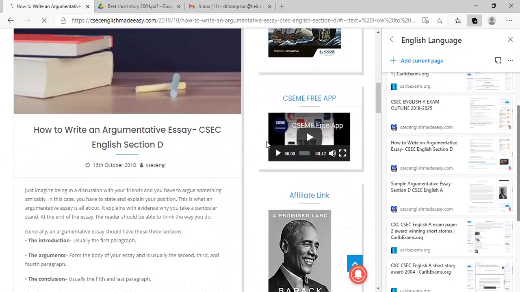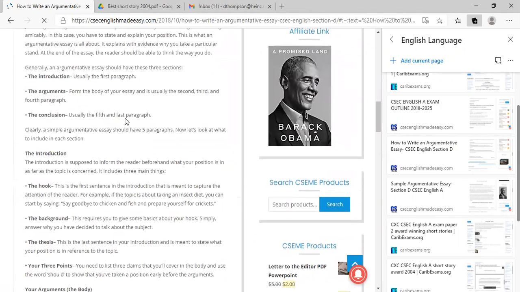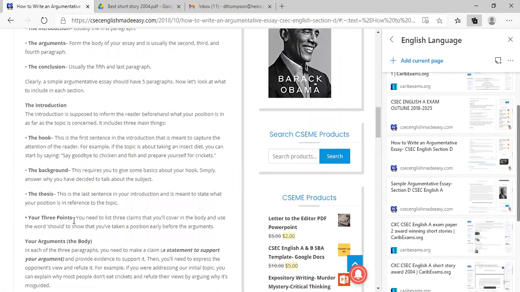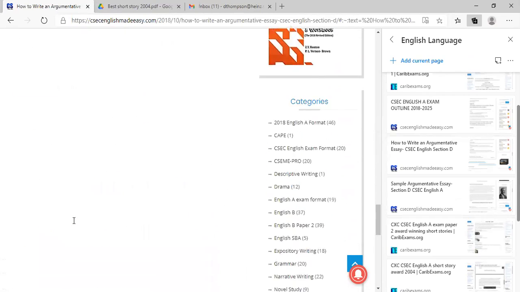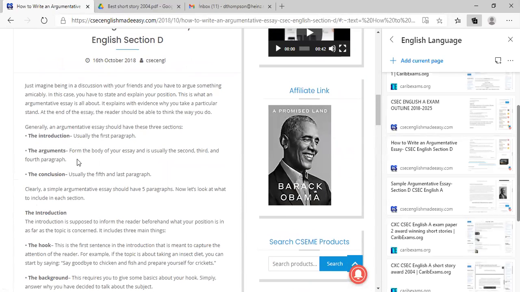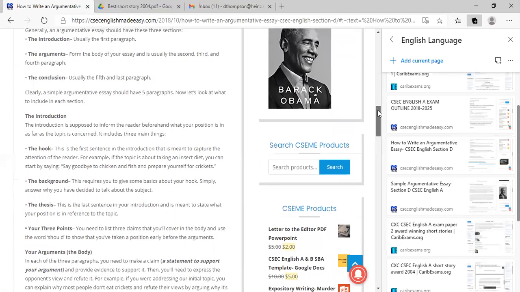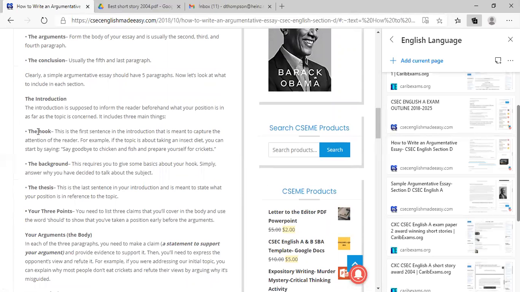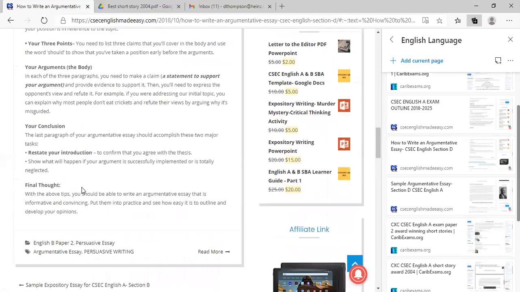So in other words, there's really 5 aspects of an argumentative essay that you must have, right? The arguments, the introduction, and the conclusion. But then now inside of your introduction, you must have the hook, right? And the thesis. So we're gonna go through the thesis first.